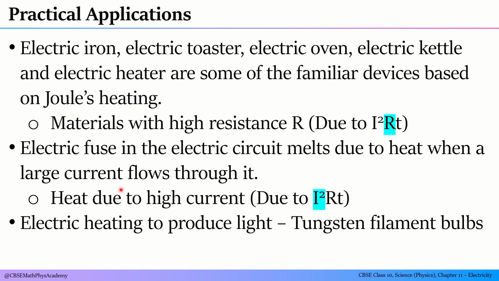There is another application, which is heating that produces light. A couple of years back, there were tungsten filament bulbs. The bulb glows purely because of heating. It's a very high resistance material and has a high melting point. Because of these two characteristics, when current flows, it burns and gives brightness.